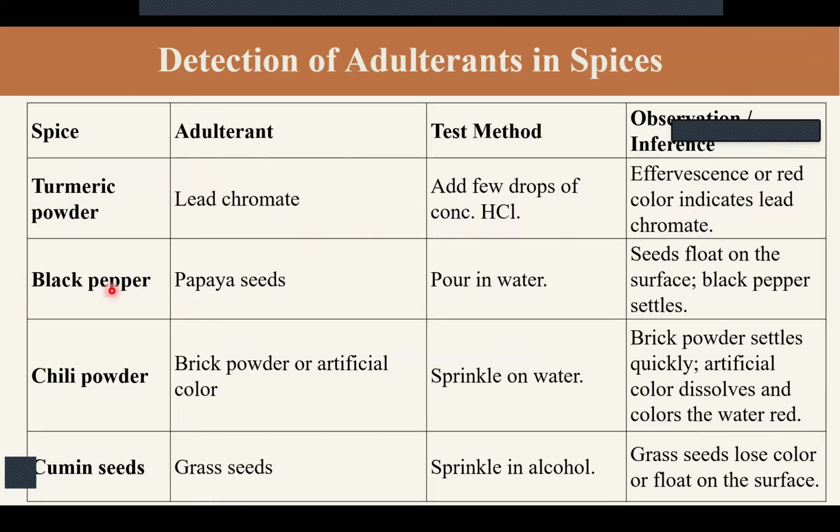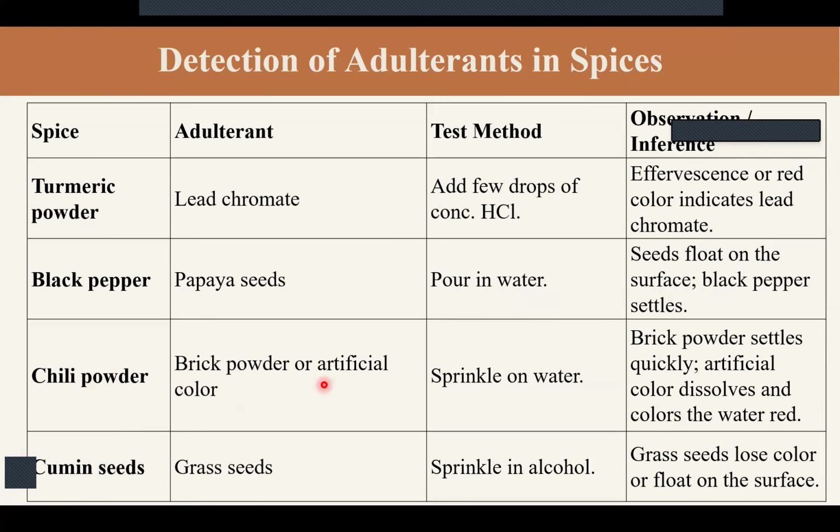Moving to the next one, we have black pepper. Papaya seeds act as an adulterant in black pepper because of their similarity. When we add them to water, the seeds will float, whereas our black pepper will settle. So then we can identify that pepper is being adulterated with papaya seeds.